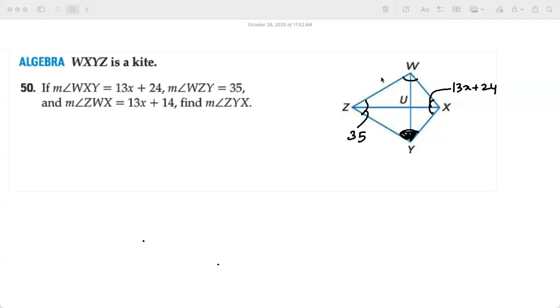ZWX. What are you discussing in school, Mahir? We're doing proofs right now. Proofs on what? I think we finished a test for proofs. I see. Okay. Good to know.